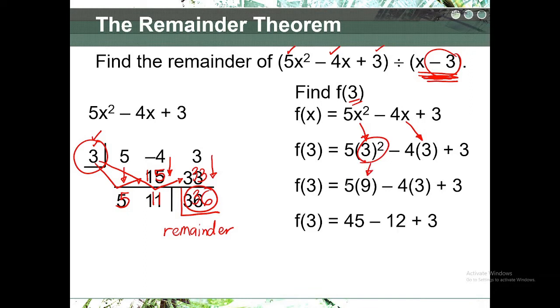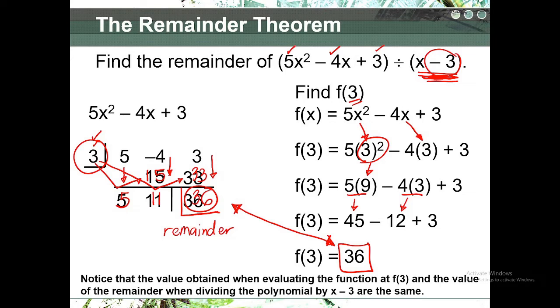Then multiply 5 and 9 to get 45. 3 and 4 to get 12. And adding from left to right, that will be 36. And take note, it's the same as our result in synthetic division. Also take note, when I evaluate a function and when I divide the function using synthetic division, the remainders are totally the same. So it's up to you whether you will be using synthetic division or evaluating a function.